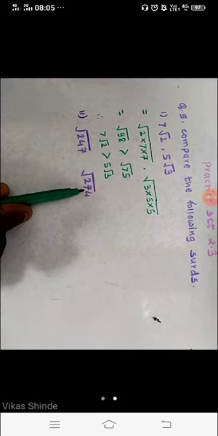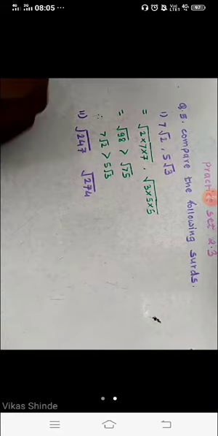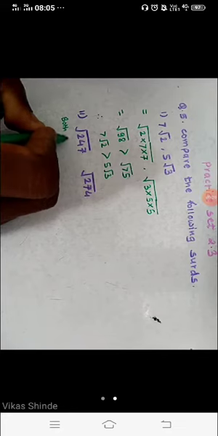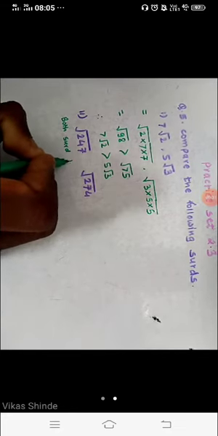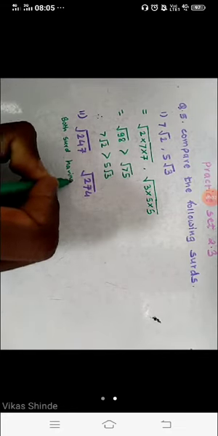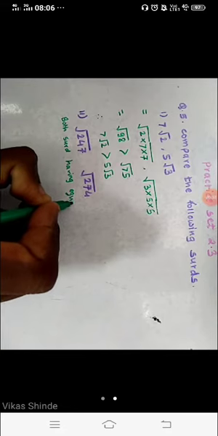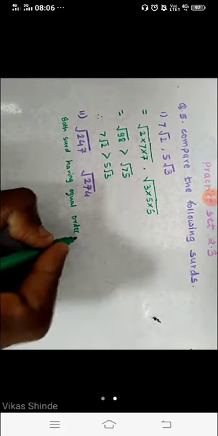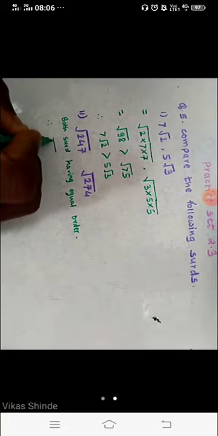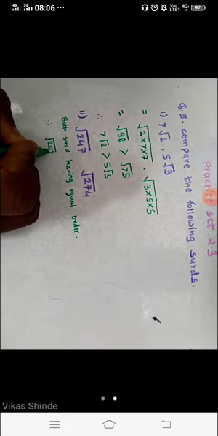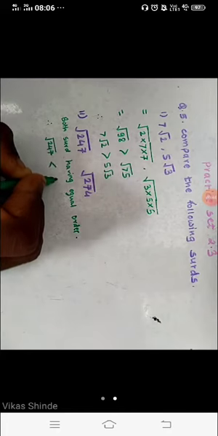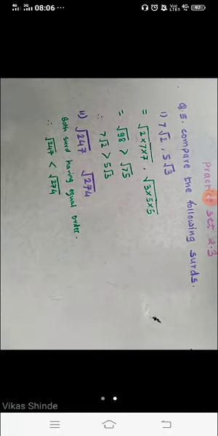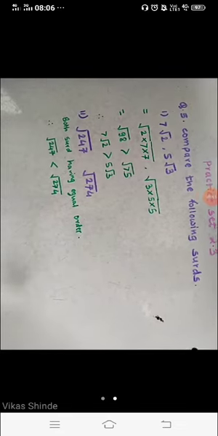So we have to write, both surds having equal order. Therefore under root of 247 is smaller than under root of 274, means the second one is greater.